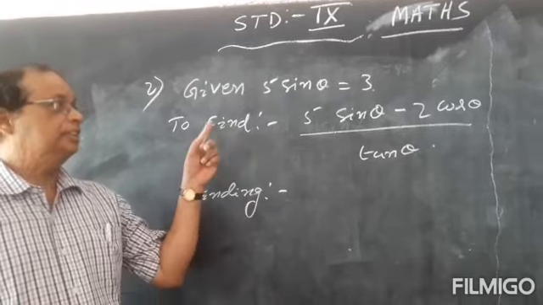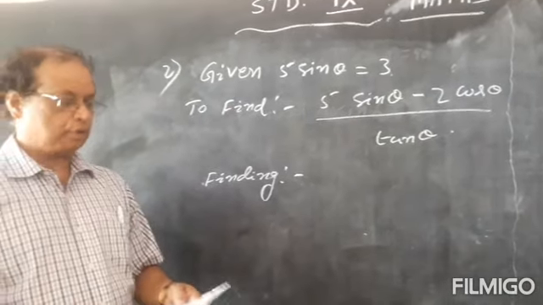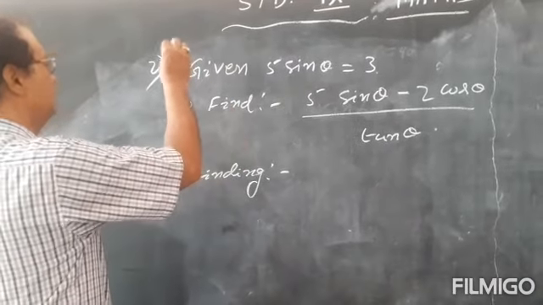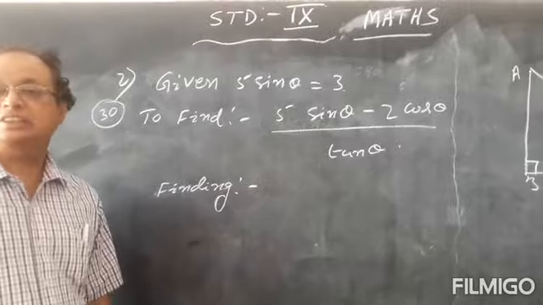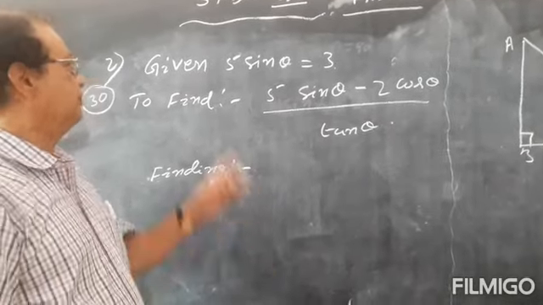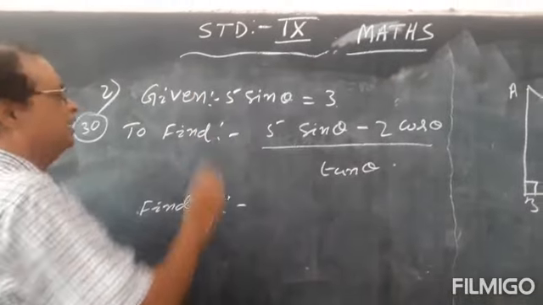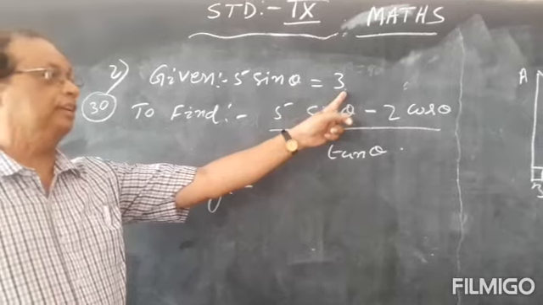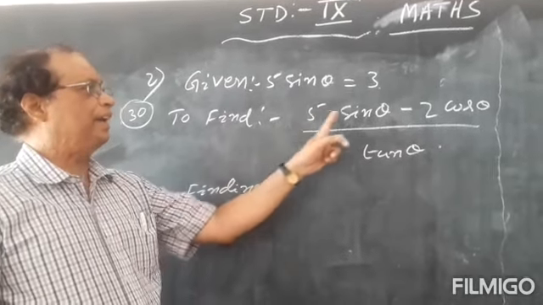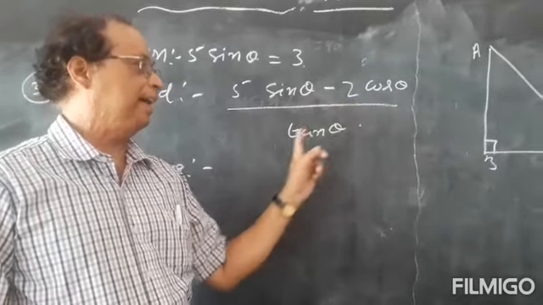Now children, this is the second question. This is from your textbook, question number 30. This is some of your doubts. Now here it is given 5 sin theta is equal to 3. You are asked to find (5 sin theta minus 2 cos theta) whole divided by tan theta.